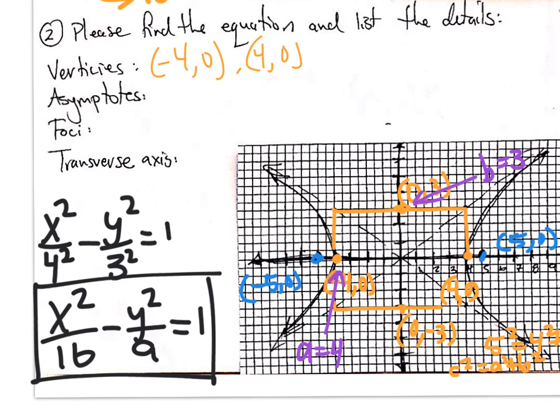Our asymptotes, so we're talking about the equation of this line, rise over run for slope. So we would have y equals 3/4 x and y equals negative 3/4 x. Our focal points, they're listed there, negative 5, comma 0, and 5, comma 0. And the length of the transverse axis is 8.